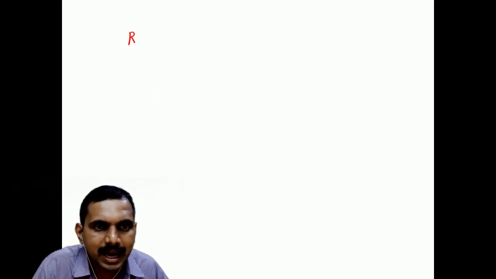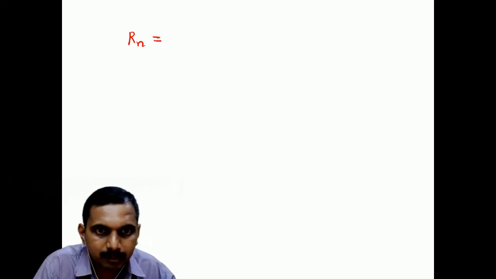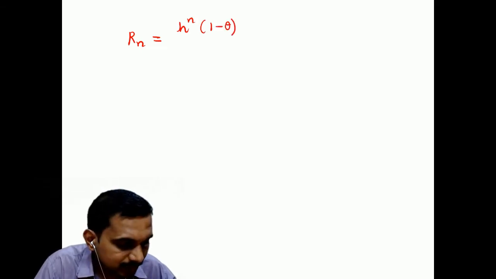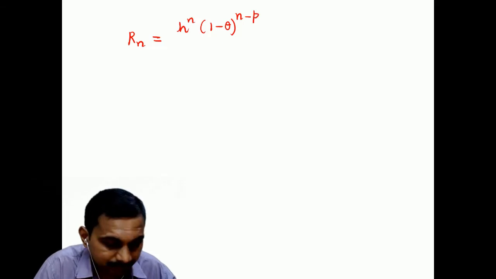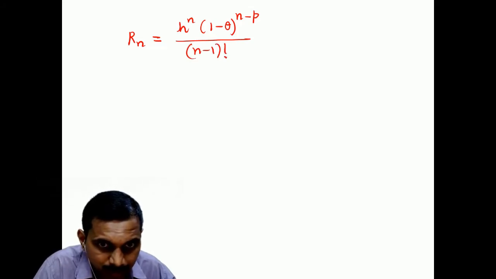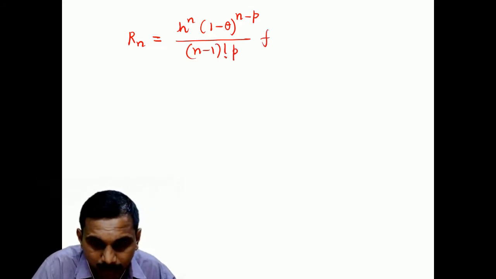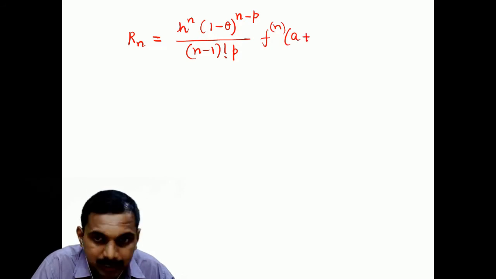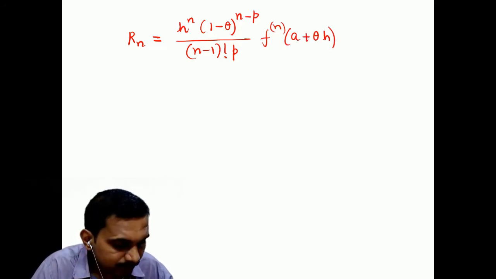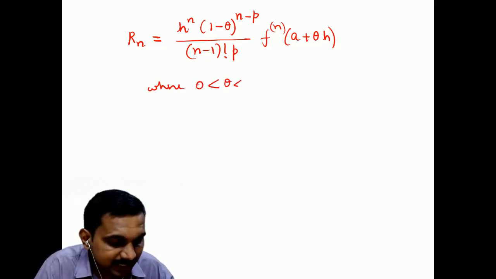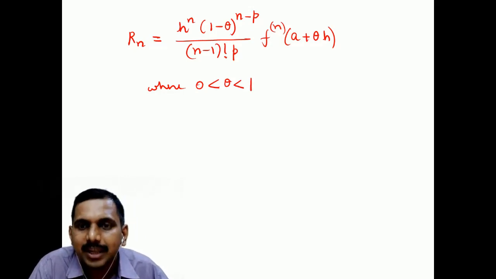Okay. Now this Rn is given by h raised to n into (1 minus theta) raised to (n minus p), divided by (n minus 1) factorial into p, into f raised to n, the nth derivative of f at (a plus theta h), where 0 is less than theta is less than 1. That means something into h.